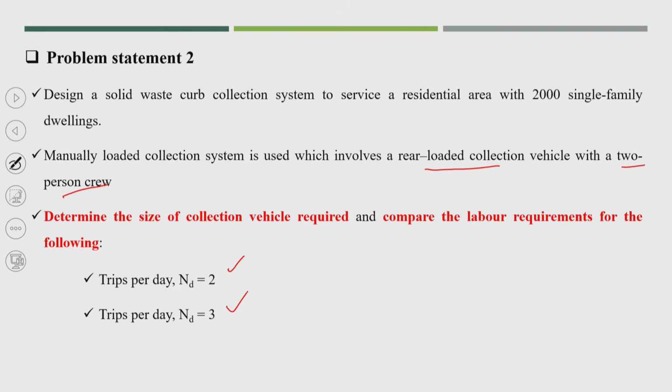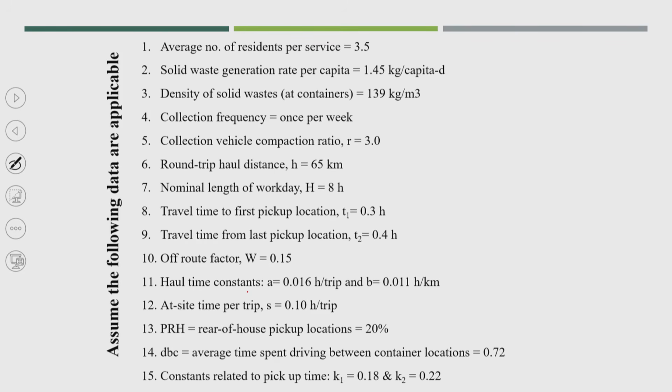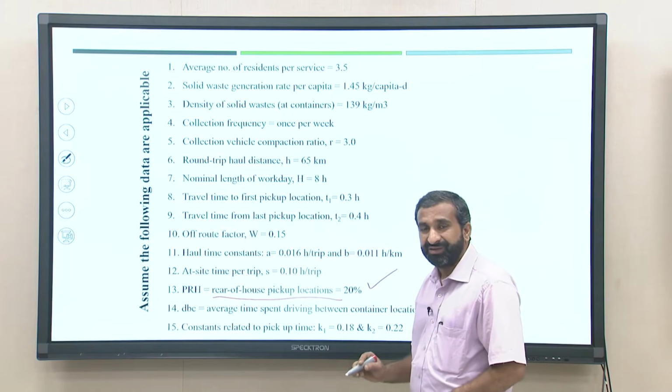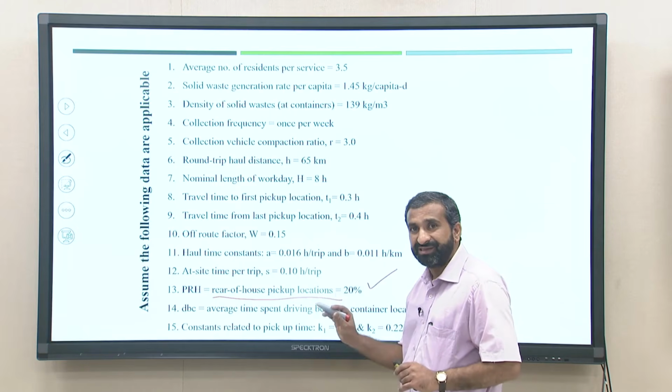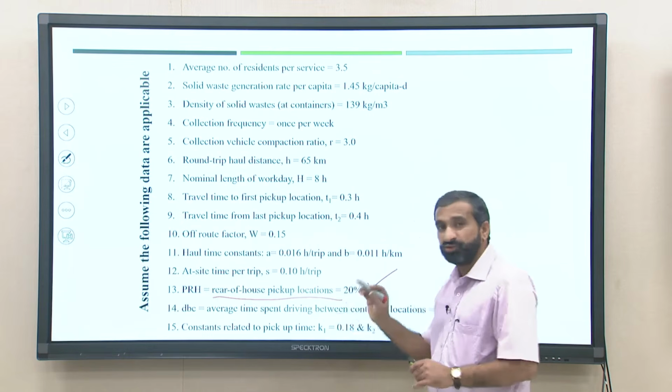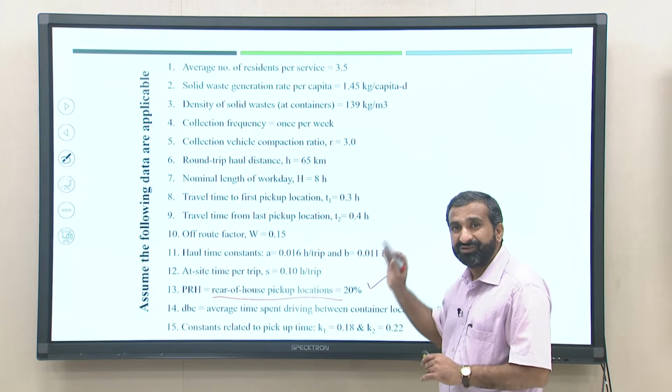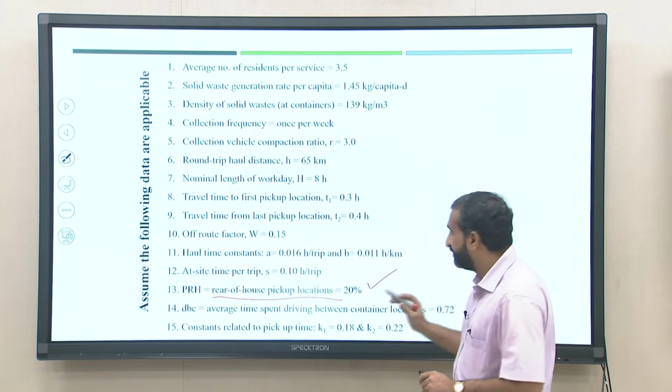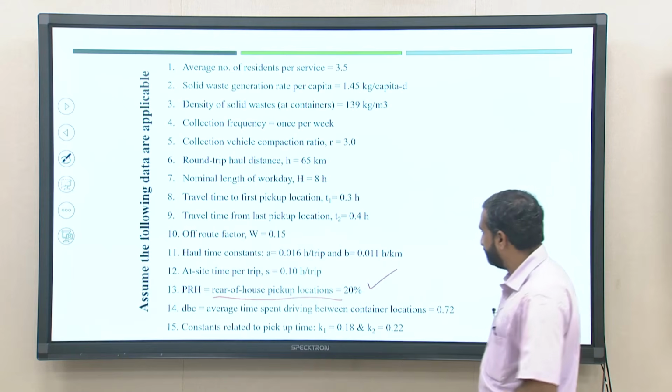Now, we will go for the problem solution in a similar way, and similar data are given. Here one difference is that the PRH values are given: 20% rear of house pickup locations. You remember that while calculating the TP value, we need to use that particular equation, DBC into K1 into Cn plus K2 into PRH. Now, here it is a 2 person crew, so we cannot take the values given in the table from the book. So, we have to analyze by this equation.